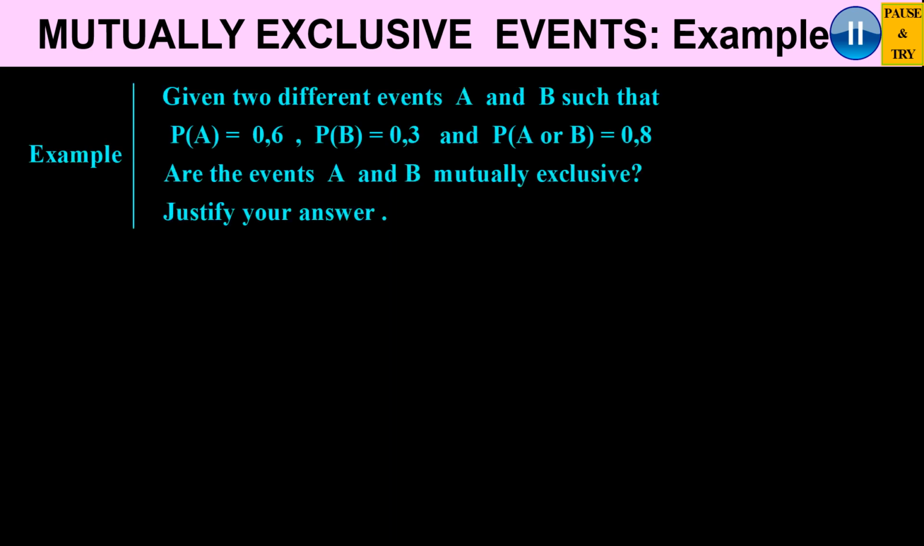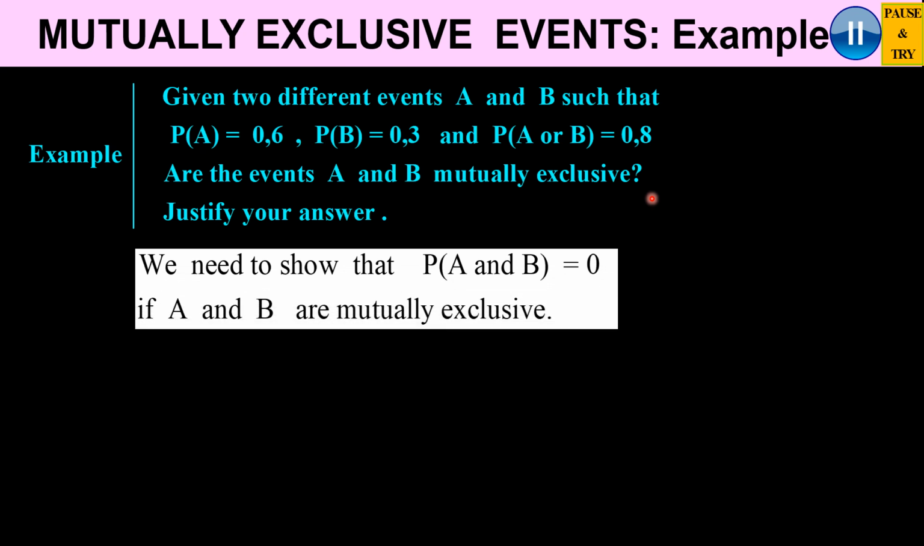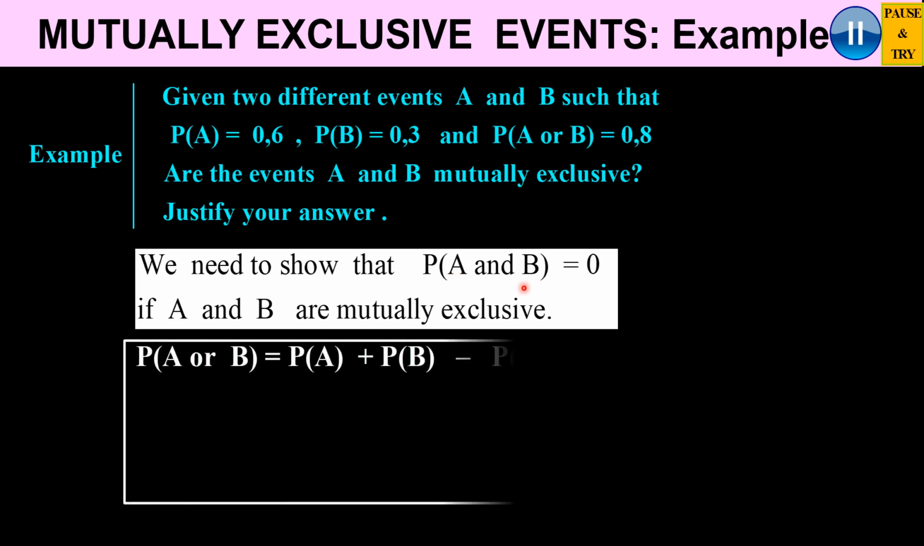Now let's look at another example where we're going to apply the concepts of mutually exclusive events. Here we have two events A and B, and it's given that the probability of A is 0,6, the probability of the second event is 0,3, and the probability of A or B is 0,8. Are the events mutually exclusive? If we want to show them mutually exclusive, we have to show that the probability of A and B would be 0. So let's use our addition rule. There's our addition rule.